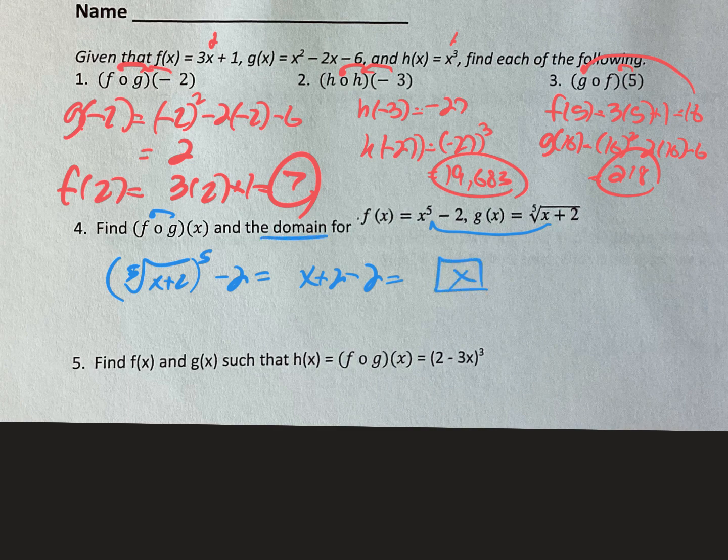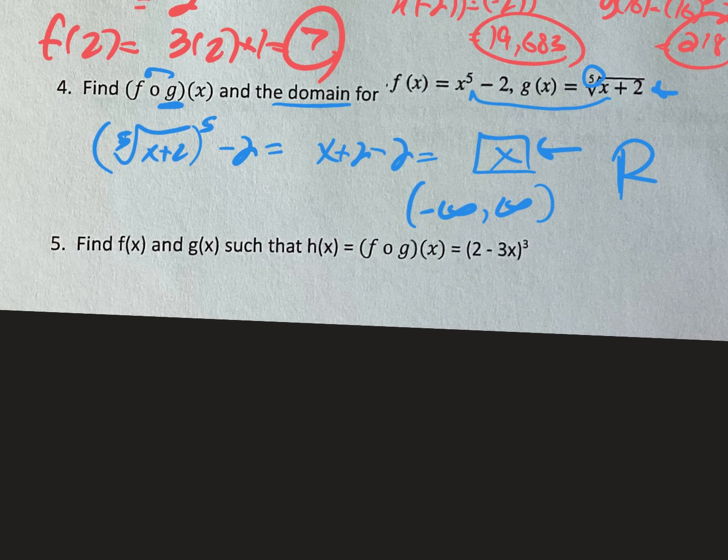Then let's get the domain. The way you do domain for a composition, remember, is you do the domain of the second function, the g. In this case, because it's an odd root, it's all real numbers, and compare it with the result, which is x, which is also all reals. Because they're both all real numbers, the domain is all reals. I'm going to write it like that. You could also go with the big R. Lots of ways you could do that.